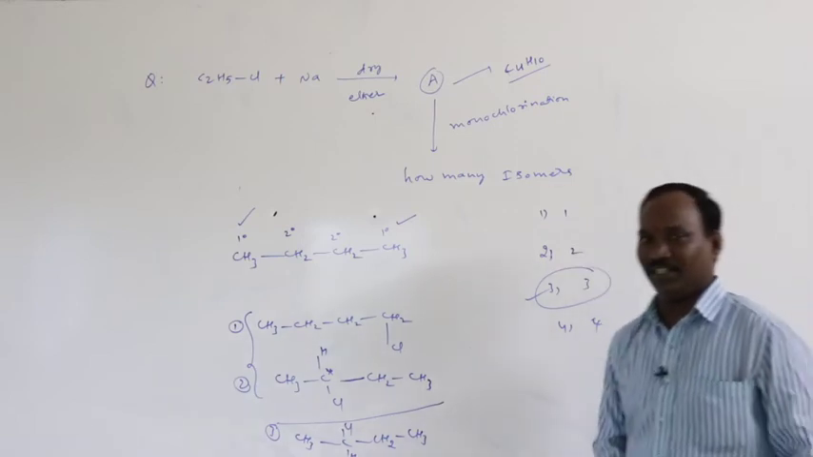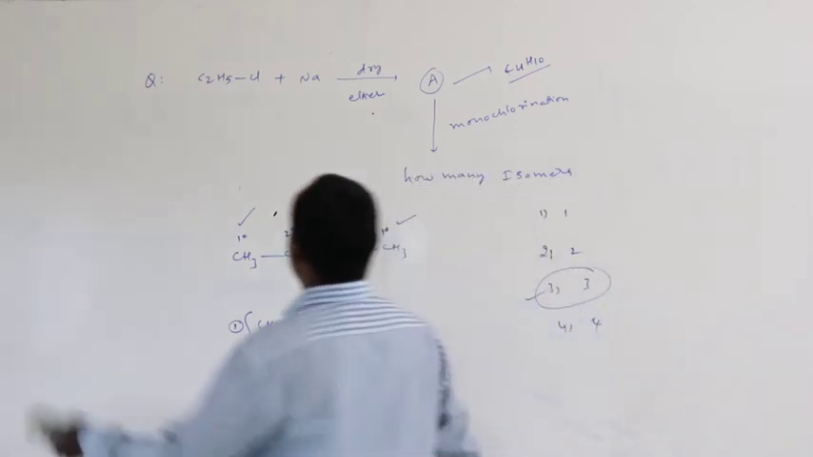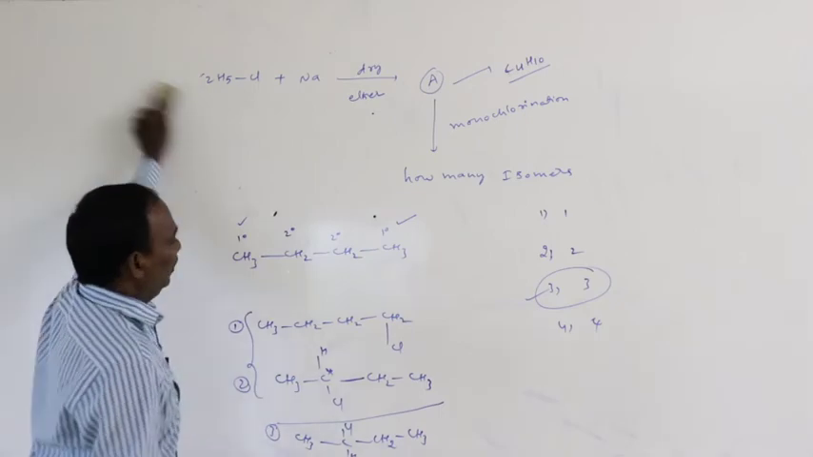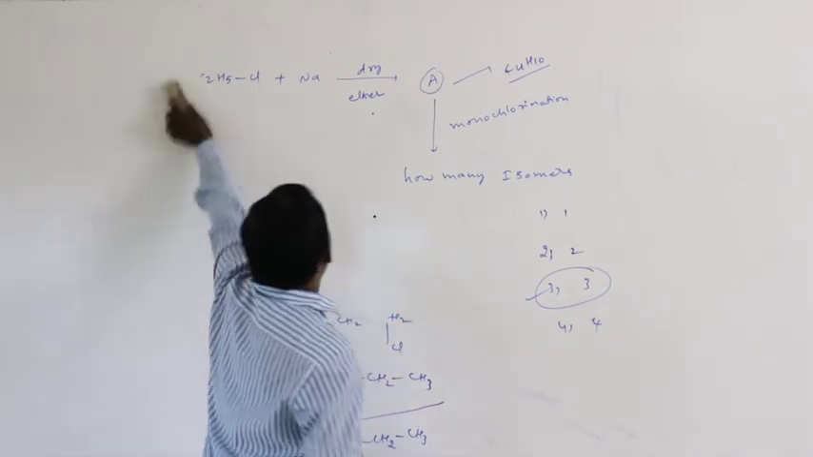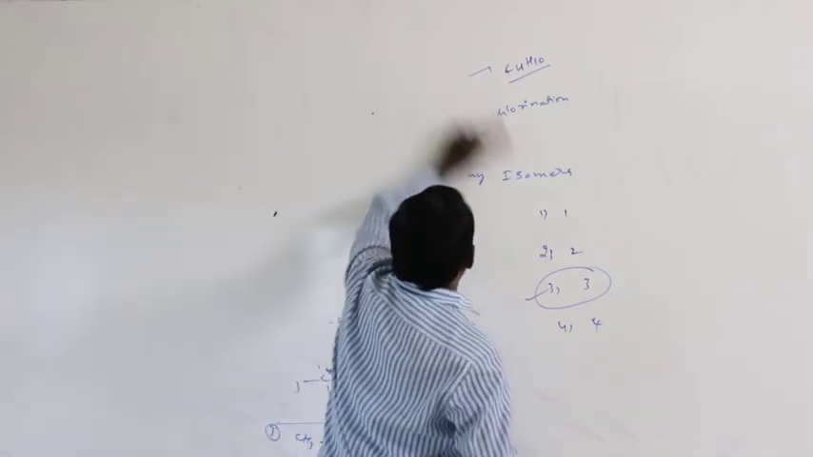This is a very important question on monochlorination of butane. So 3 isomers are obtained, but not 2 isomers.